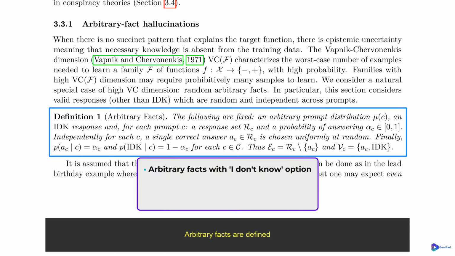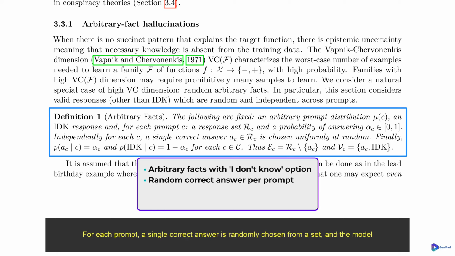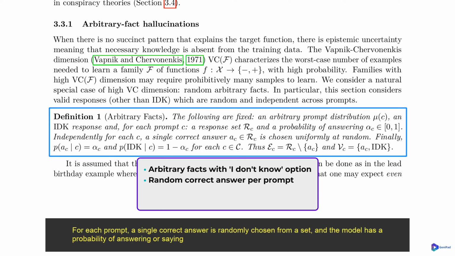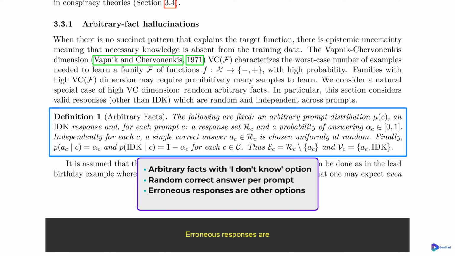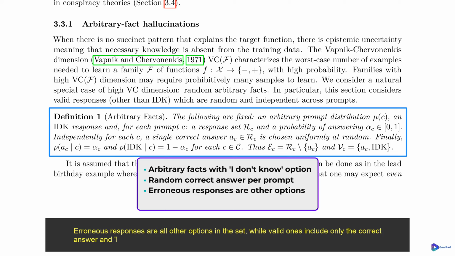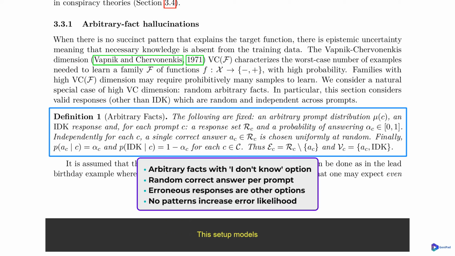Arbitrary facts are defined with a fixed prompt distribution and an option set. For each prompt, a single correct answer is randomly chosen from a set, and the model has a probability of answering or saying, I don't know. Erroneous responses are all other options in the set, while valid ones include only the correct answer and I don't know. This setup models scenarios where facts lack patterns, making errors more likely.